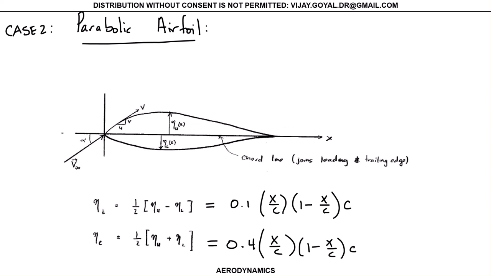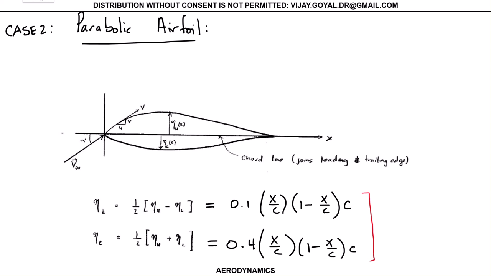So this is example number 2. This example is for a parabolic airfoil. For a parabolic airfoil, these are the equations for the top and for the thickness, and the camber equations are equal to this.